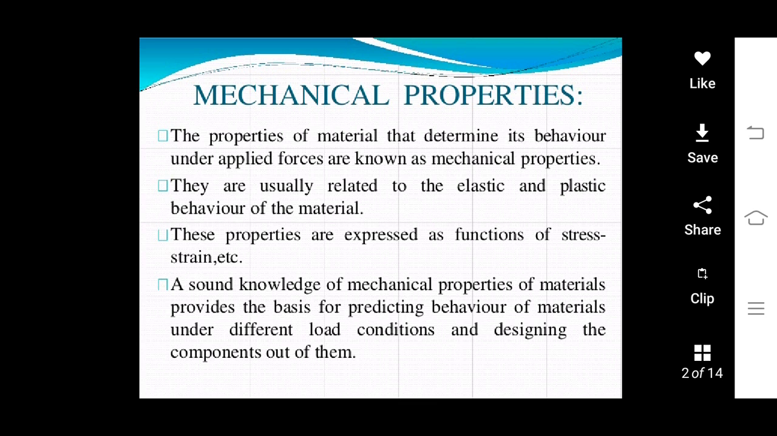For stress and strain development, the loading is given on the metal in the form of tensile loads or in the form of shear loads. A sound knowledge of mechanical properties of materials provides the basis of predicting behavior of materials under different load conditions and designing the components out of them.